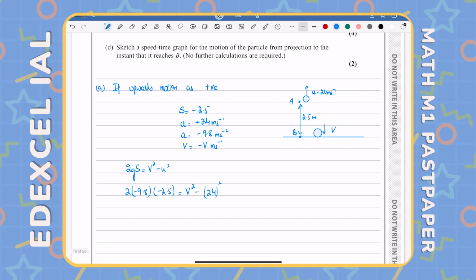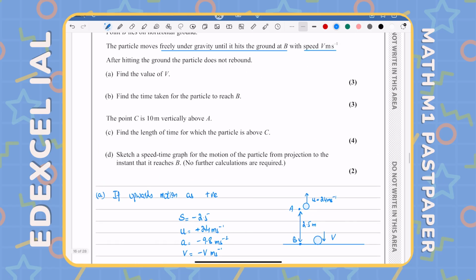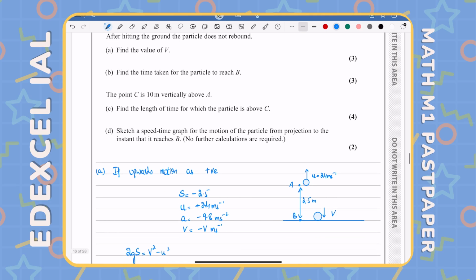So once you work this out, 2 into minus 9.8 into minus 2.5 plus 24 squared, you will have the value of v squared, which is equal to 625. And then when you work out the value of v, that's going to be equal to 25 meters per second. And there you go. That's the answer to the first part. The question asked us for speed, and that's the answer.